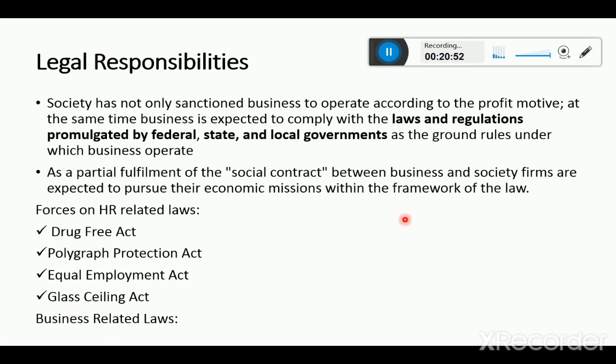Simply stated, legal responsibility. Every organization is working within a state, within the premises of a state. And every state has its own clear federal and provincial laws.